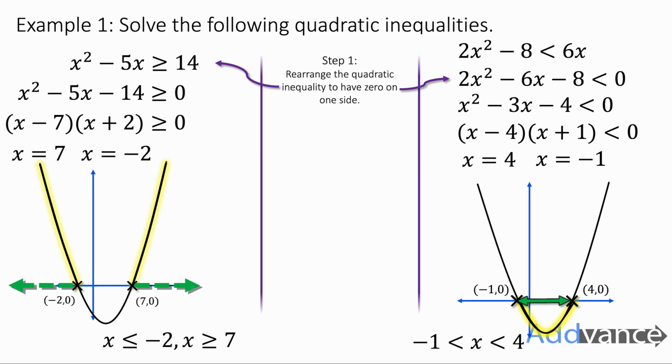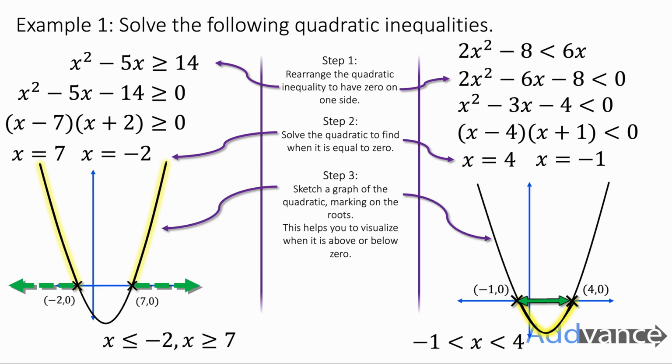Step 1, we rearrange the quadratic inequality to have 0 on one side. Step 2, we solve the quadratic to find when it is equal to 0. There are several methods to do that. I did it by factorising the quadratic. Step 3, we're going to sketch the graph to visualize when it's above and below 0. And step 4, state the inequality/inequalities, identifying the values of x that solves the inequality.